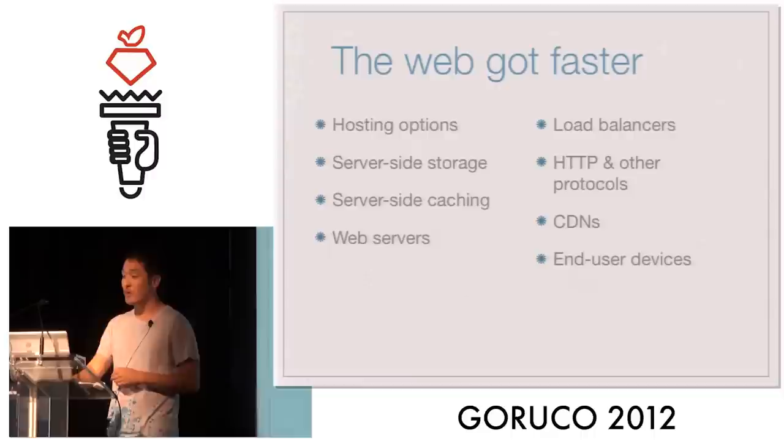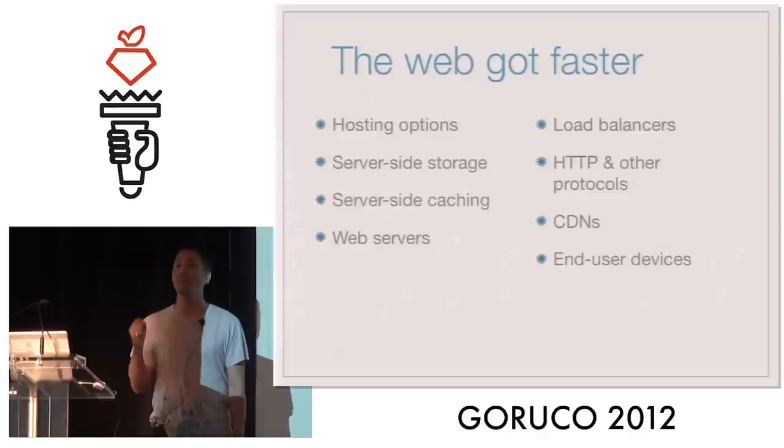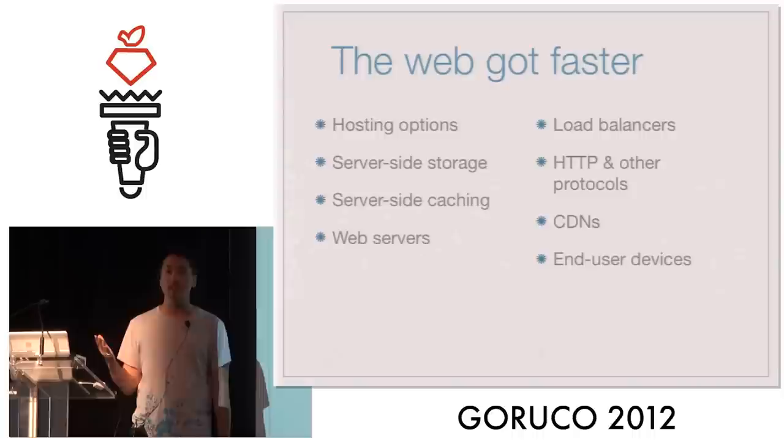Hosting options like EC2 and Heroku make it easier for us to scale out. Server-side storage improves both SQL and NoSQL and whatever. Server-side caching, web servers, load balancers, all of these things have improved. HTTP and other protocols have actually moved forward in 20 years. CDNs get faster, and your end-user devices, which is what we are all using to bring the Wi-Fi down today, those all improve as well.